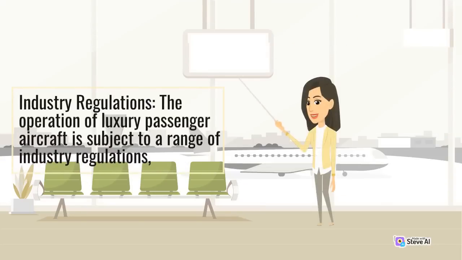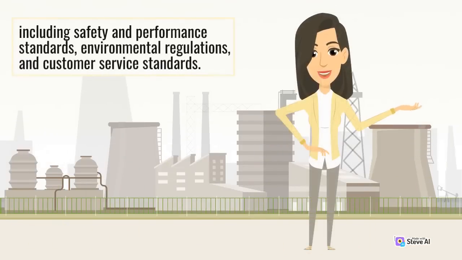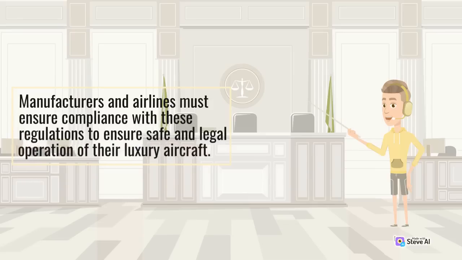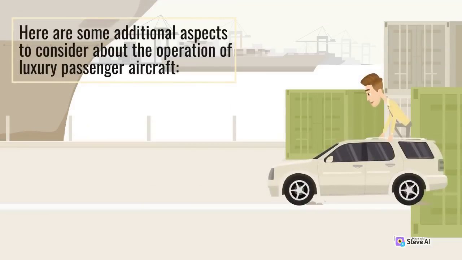Industry regulations. The operation of luxury passenger aircraft is subject to a range of industry regulations, including safety and performance standards, environmental regulations, and customer service standards. Manufacturers and airlines must ensure compliance with these regulations to ensure safe and legal operation of their luxury aircraft. Here are some additional aspects to consider about the operation of luxury passenger aircraft.